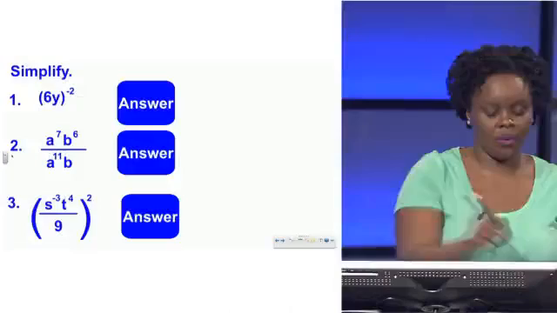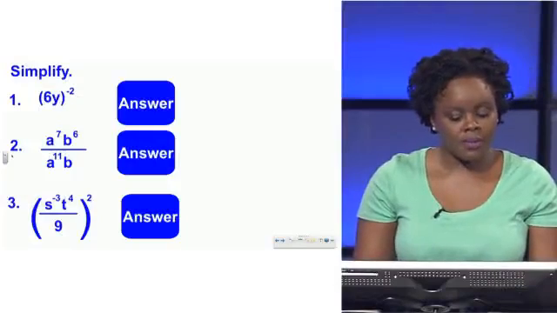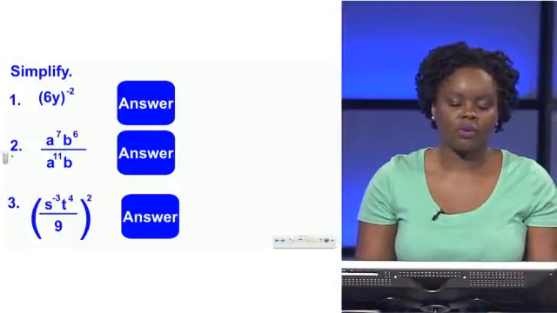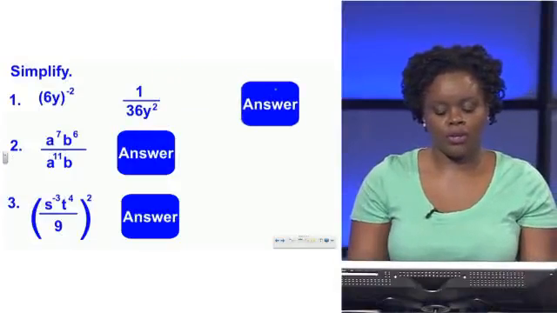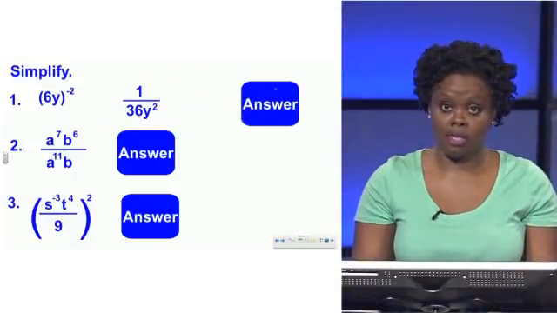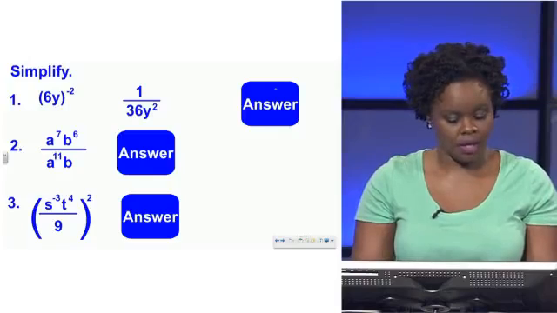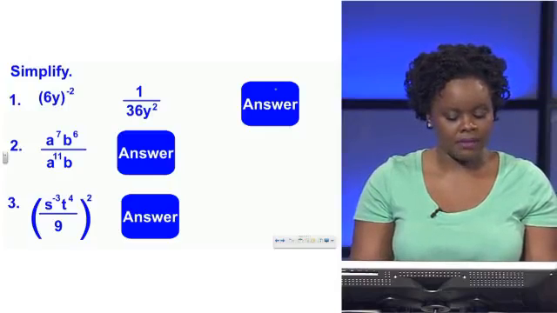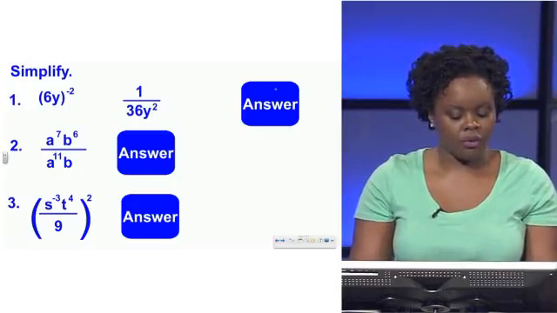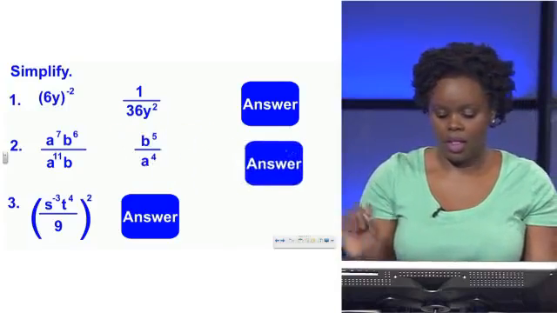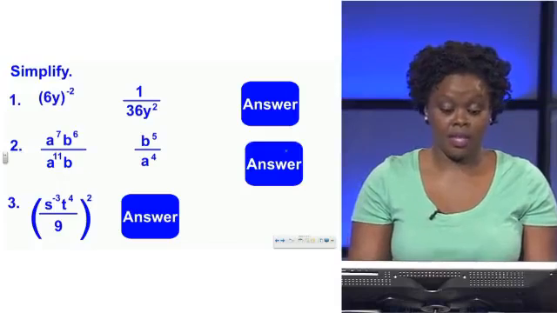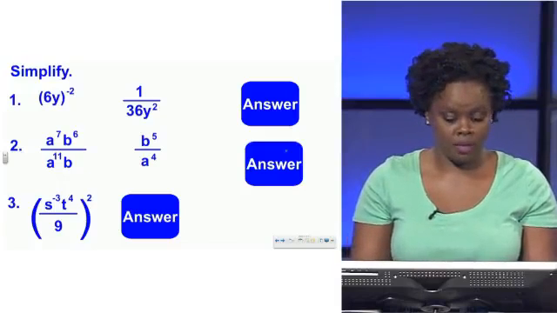Let's compare our answers. Okay, so for the first problem, you had 6y and you were raising it to the negative 2nd power. You should have got 1 over 36y squared for that one. All right, number 2, you had a to the 7th, b to the 6th over a to the 11th, b. That one simplified to b to the 5th over a to the 4th.